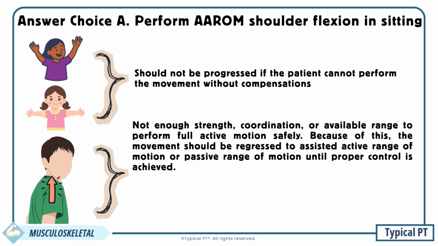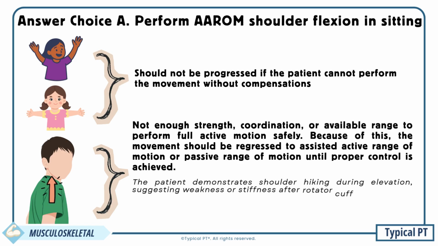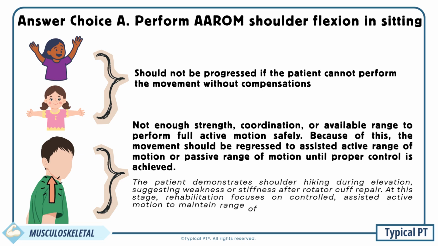Because of this, the movement should be regressed to assisted active range of motion or passive range of motion until proper control is achieved. The patient presentation shows a compensatory shoulder hike during elevation, which indicates weakness or limited mobility after rotator cuff repair. In this phase of rehabilitation, the goal is controlled motion without substitution. Assisted active motion allows the patient to move through the range while protecting the surgical repair and preventing abnormal movement patterns. Now, let's go through why the other choices are incorrect.